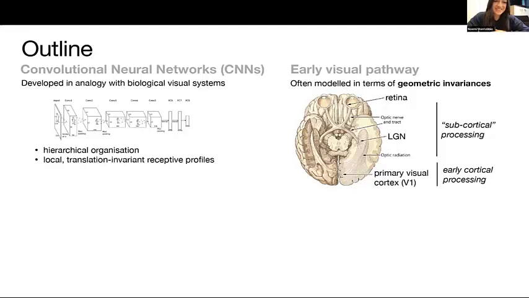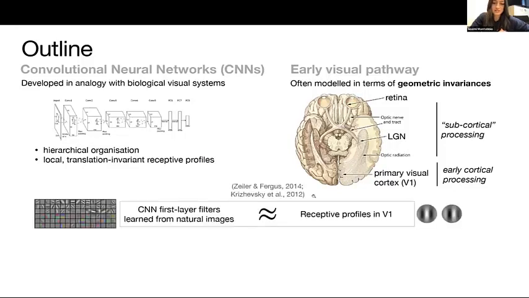Okay, so we can think of the image given as an input to a CNN as basically the projection of our visual field onto the retinal plane. On the other hand, the first layer of filtering that happens in a CNN is typically associated with the processing happening in V1. In fact, in previous work, it has been shown that the filters of the first layer of a CNN trained on a set of natural images share some important geometric properties with receptive profiles found in V1, essentially their orientation selectivity.